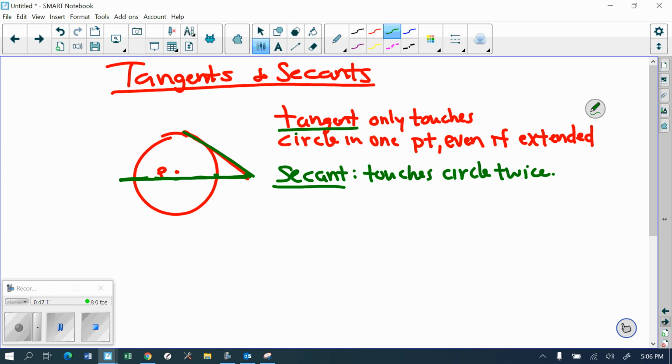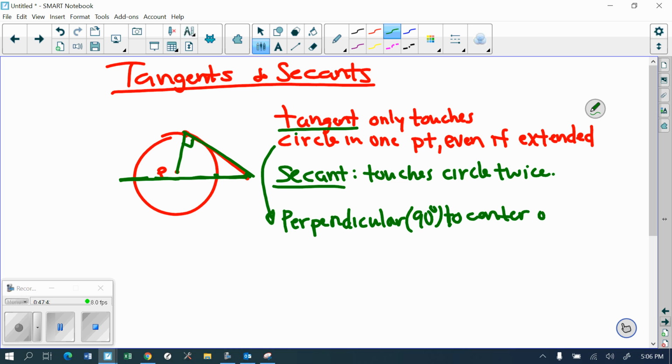All right. So tangent is also 90 degrees to the center of the circle. Tangent, perpendicular to center of circle. Okay, so I automatically put the right angle symbol in there anytime they tell me it's a tangent. Okay, so just know that.